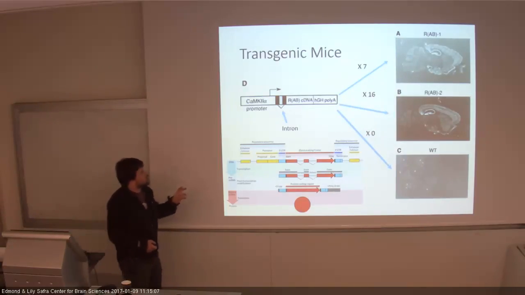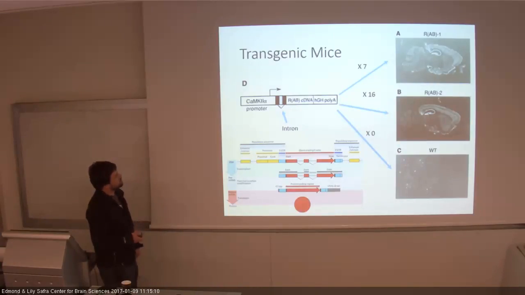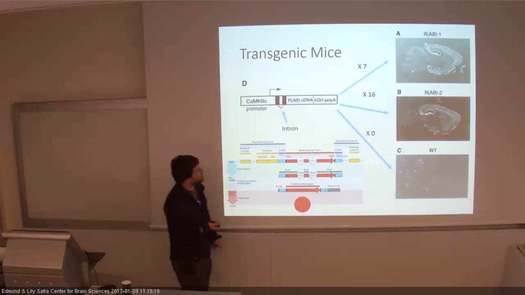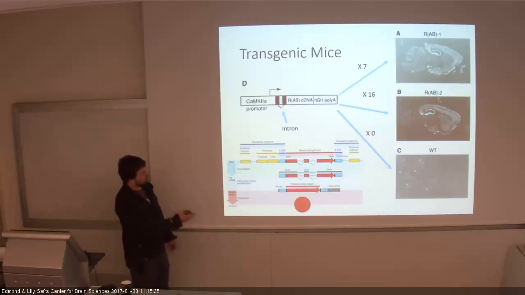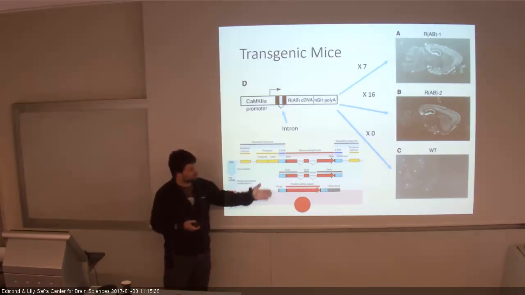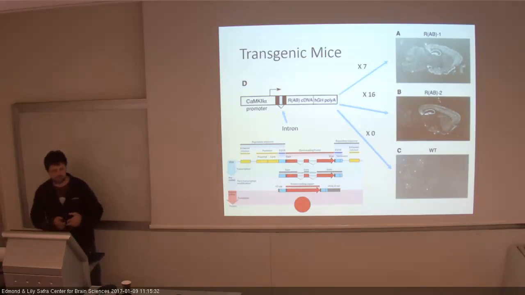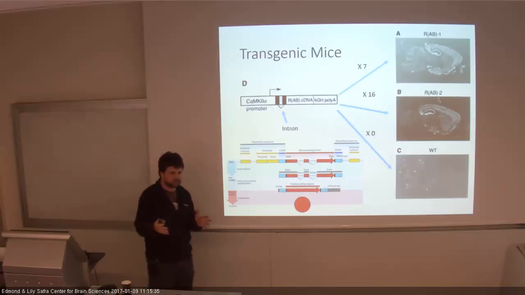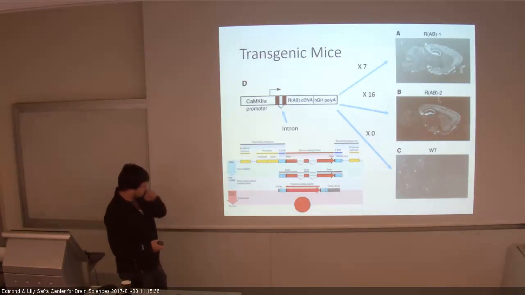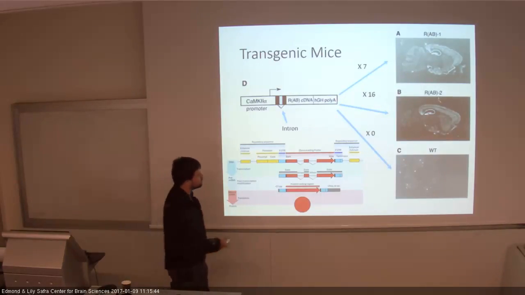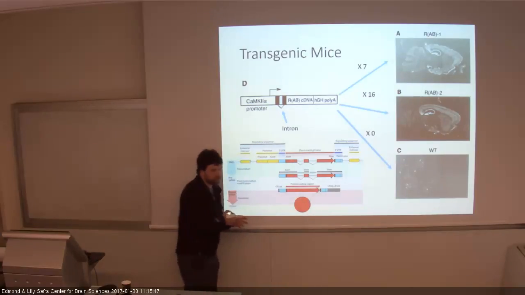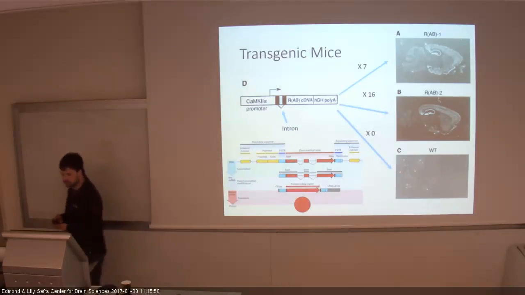Okay. So the last element that was added to this construct is a poly A. What does it mean? Normally, all the mRNAs in eukaryotic cells are what we call polyadenylated, meaning that they have a poly A tail that is added to them for stability and also to prevent degradation. So here they added a polyadenylation signal, which will cause the cell to polyadenylate this transcript.